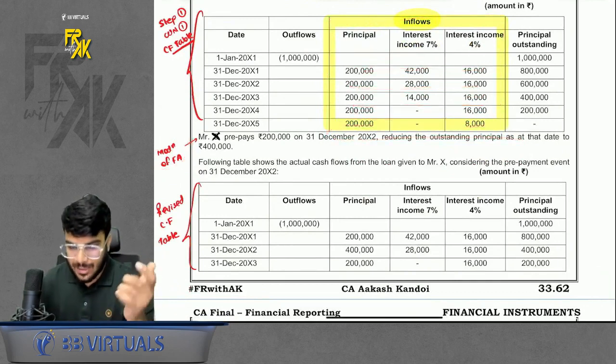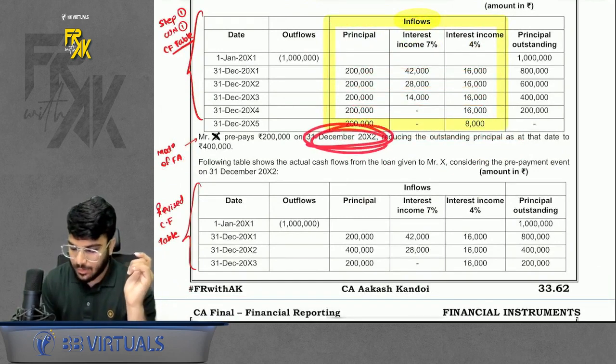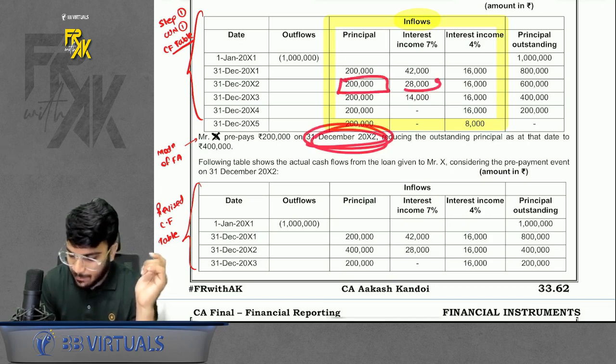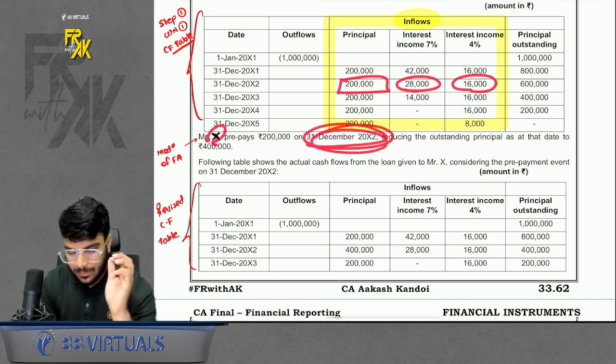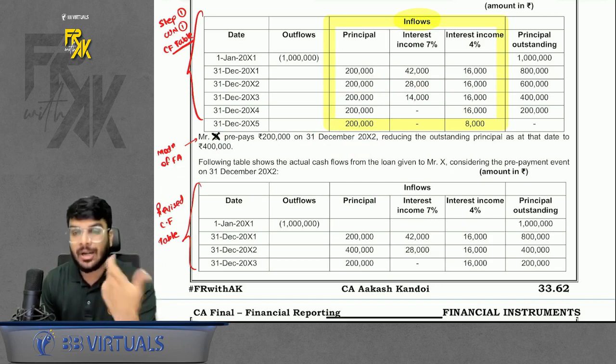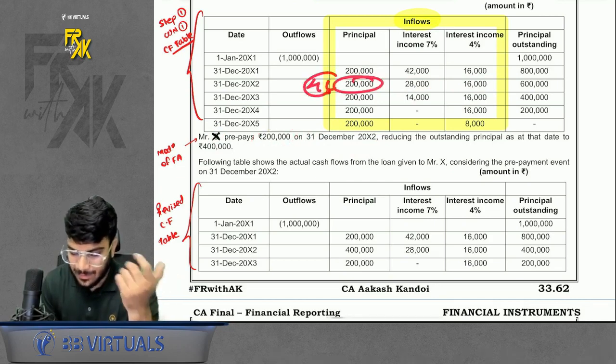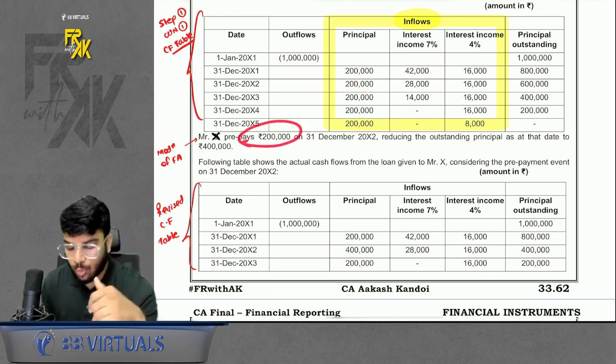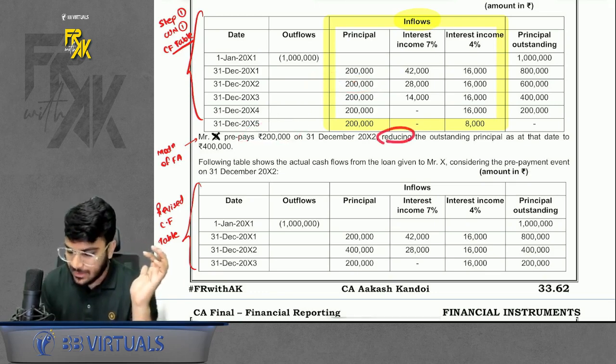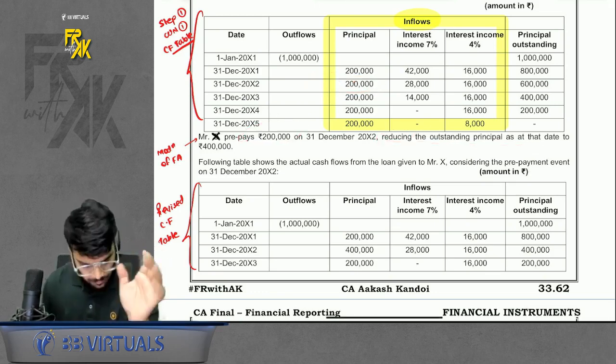How does the modification happen? At the end of second year, we had to repay 2 lakhs plus the interest, but the employee prepays an extra 2 lakhs. So instead of making 2 lakhs principal repayment, he makes 4 lakhs principal repayment. So he prepays 2 extra lakhs, reducing the outstanding principal as on that date.